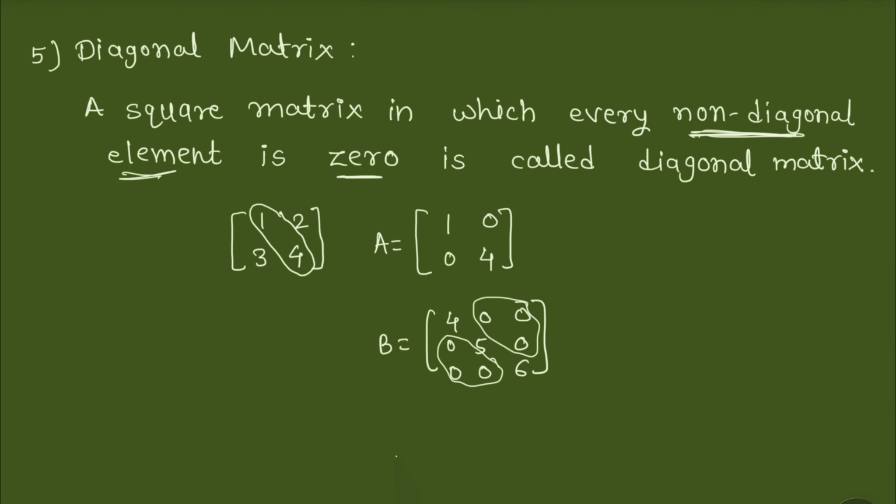Let's take one more example. C is equal to 11, 0, 0, 12. D is equal to 1, 0, 0, 2. Here A, B, C, D are diagonal matrices.